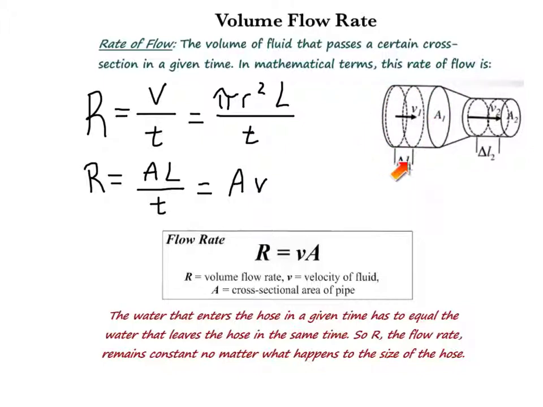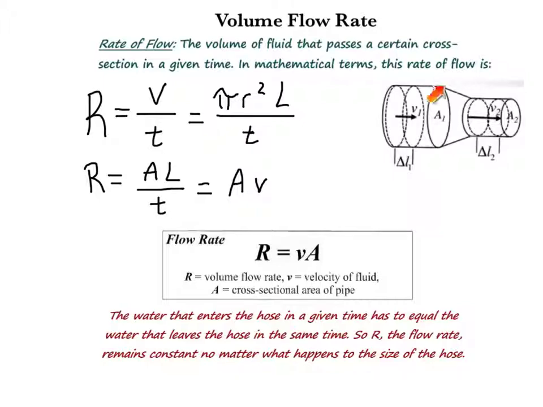From one point to another, we have a length of that pipe. And then we have a cross-sectional area here. Since volume flow rate is simply the rate at which a volume of fluid flows through that pipe, we can say mathematically that it's this volume over time. So this V stands for volume here. Well, the volume of a pipe is basically a cylinder. Volume of a cylinder is pi r squared times the length over time.